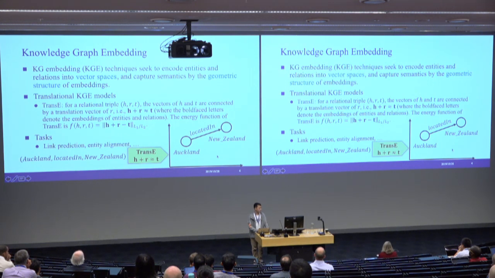Here, this figure is an example of the embedding of these triples. These two points are the vectors for these two entities, and this vector is the translation vector. It is the embedding for the relation located in. Knowledge graph embeddings have many applications, such as link prediction and entity alignment. We will discuss these tasks later.